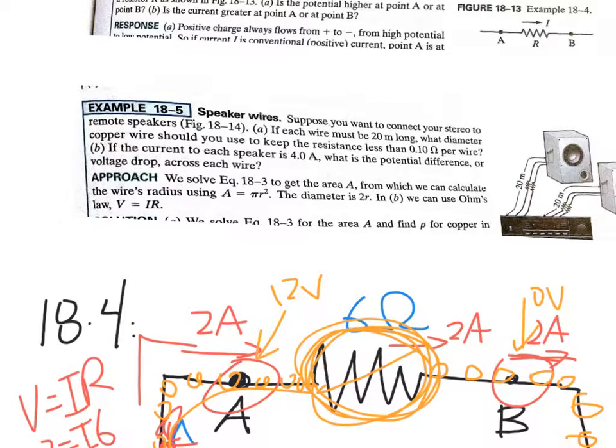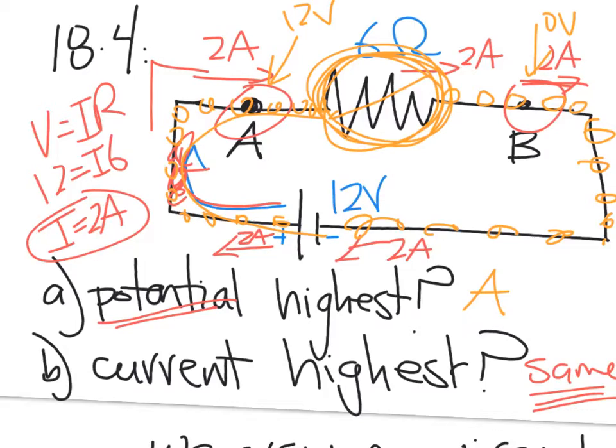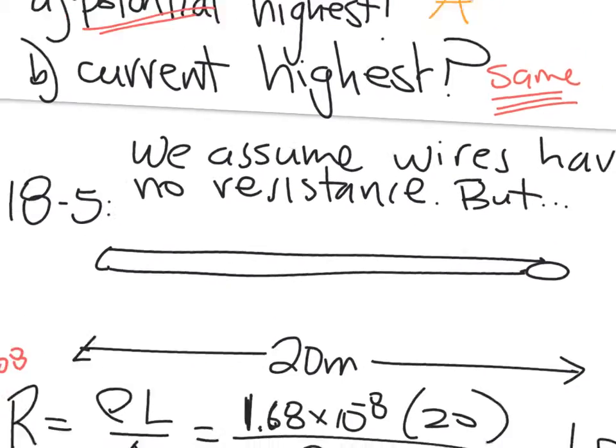So if we look on, well, let me finish reading the question, sorry. If each wire must be 20 meters long, what diameter copper wire should you use to keep the resistance less than 0.1 ohms per wire? So first of all, that's copper, so we know the resistivity of copper. And we're looking for area, and we know length. If the current to each speaker is 4 amps, what is the potential difference or voltage drop across each wire? So, somewhere I wrote this. Aha!